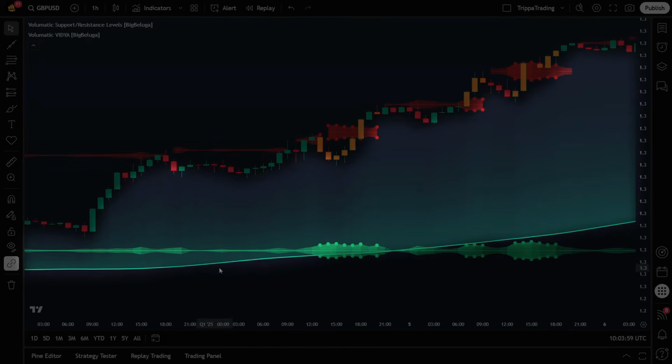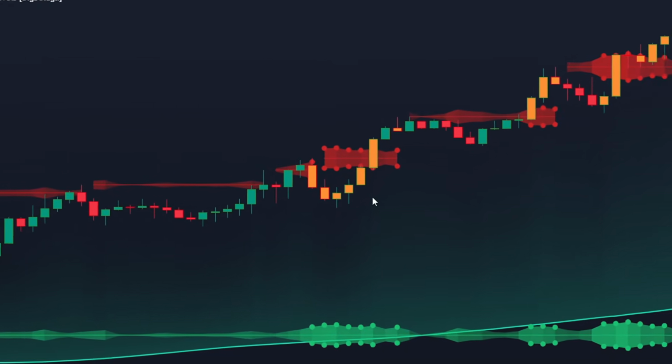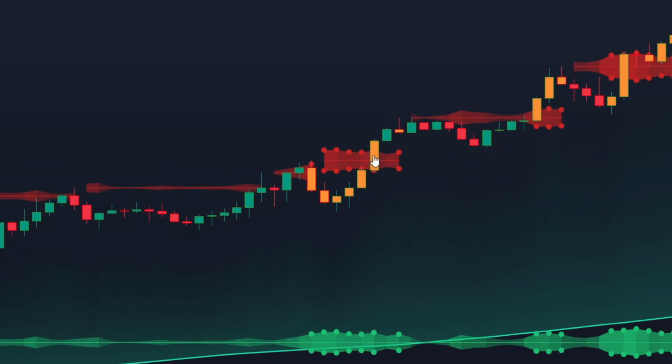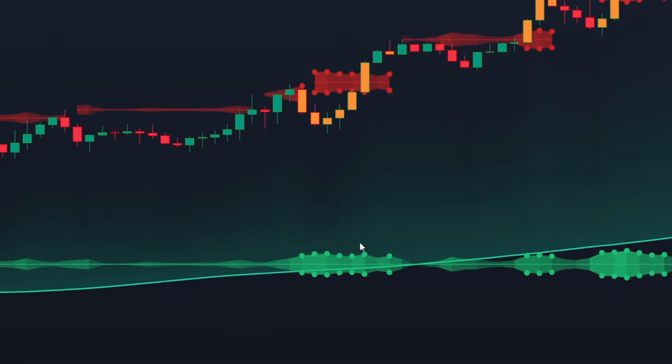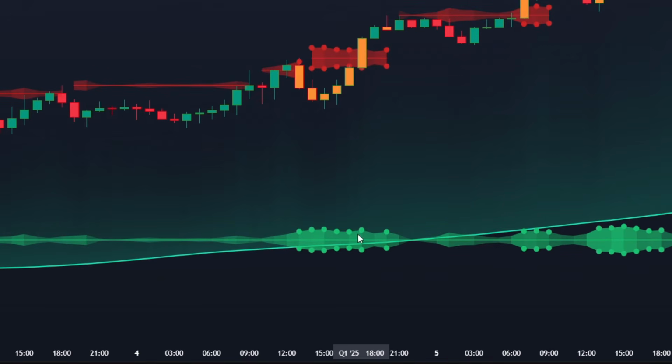First, the VIDIA trend cloud must be green, telling us the market is in a bullish phase. Second, we want to see an orange candle that breaks above a red resistance zone. Third, before that breakout candle, the most recent green support zone should have 2 small green dots on it. This tells us there was a strong volume spike at support before the breakout.